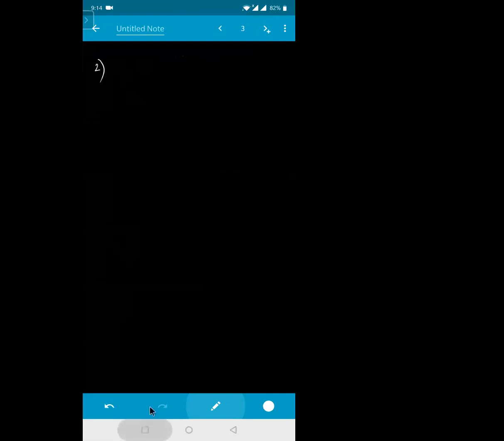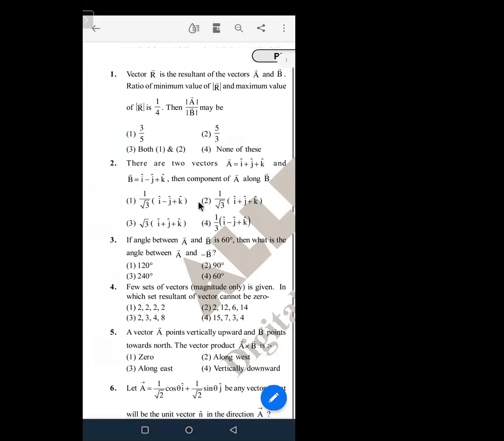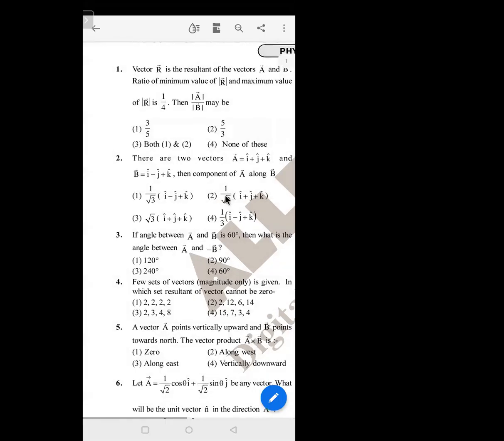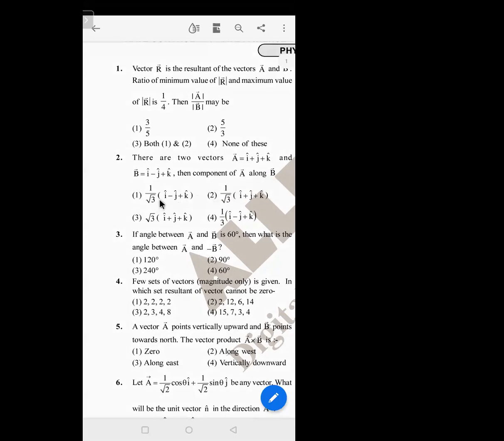Question number 2. There are two vectors, A bar is equal to I cap plus J cap plus K cap, and B bar is equal to I cap minus J cap plus K cap. Then what is the component of A bar along B bar? Can you see this one, beta?